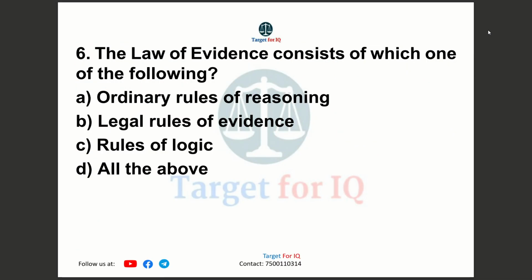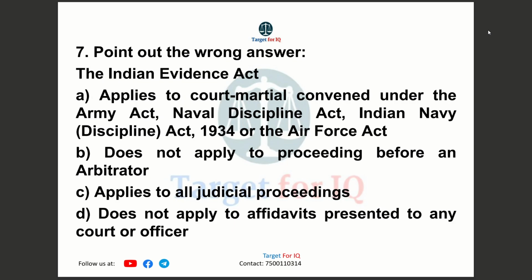Next, question number 6. The law of evidence consists of which one of the following? Option A, ordinary rules of reasoning. Option B, legal rules of evidence. Option C, rules of logic. Option D, all of the above. The correct answer to this question is option B, legal rules of evidence.